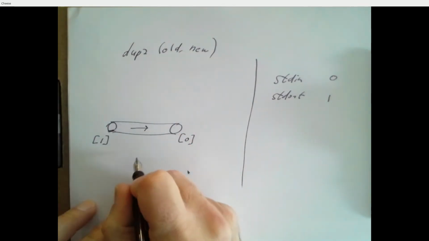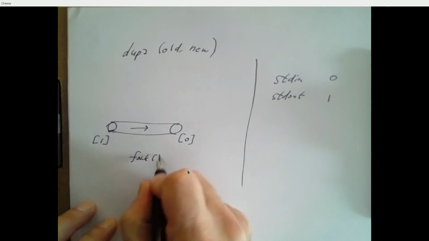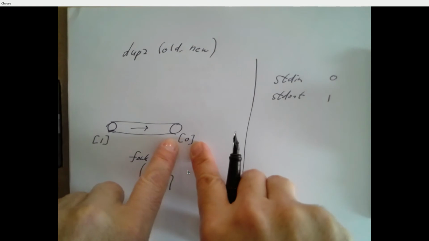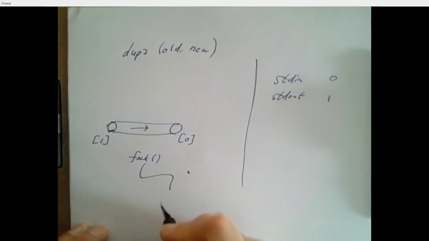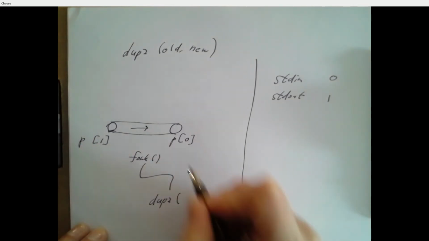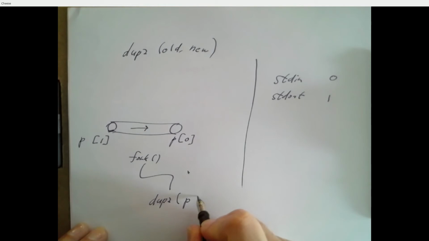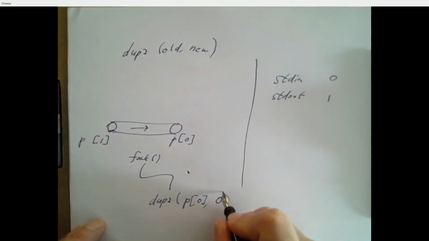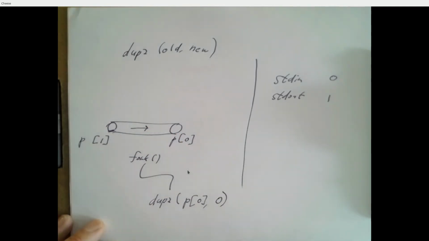Okay, we create a pipe, we make a fork. So we're on a new branch. The new branch still has access to this file descriptor. Now we say dup2. Let's just call this P. Dup2, let's take P bracket 0, which is how we read from this pipe, and let's copy that into file descriptor 0.